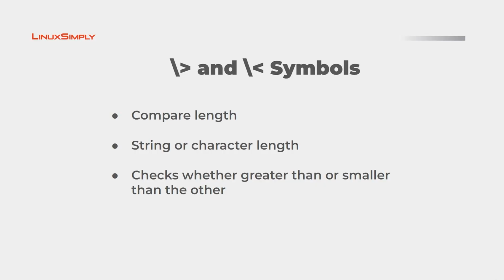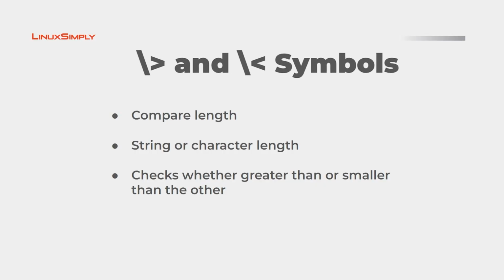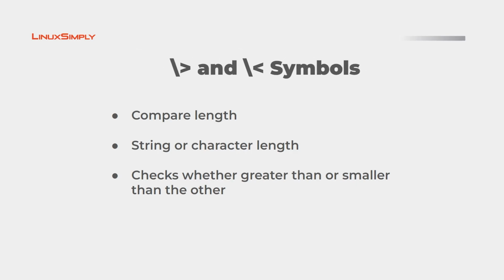Next comes 2 interesting symbols, which are the \greater than and the \less than symbols. They are used to compare length or magnitude. As greater than and less than symbols are reserved for something else, which I described earlier, using the \ in front of them makes them usable as greater than and less than symbols. These symbols are used to compare the character length or string length. Also, you can compare two numbers, such as is 5 greater than 8 or is 10 less than 20, using them, since in Bash everything is treated as strings.